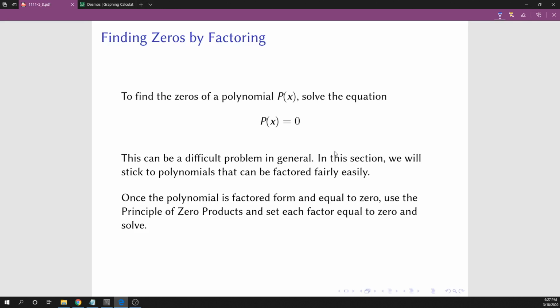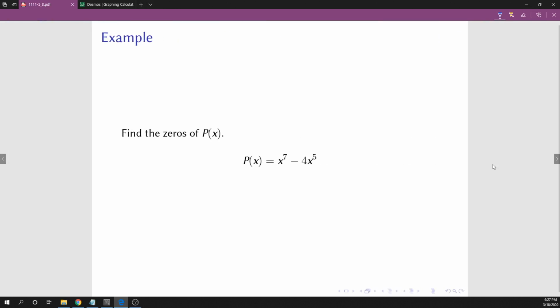Once the polynomial is factored, all you would do is set each factor equal to 0, using the principle of zero products that we talked about in class. So our first example is going to be x to the 7th minus 4x to the 5th.